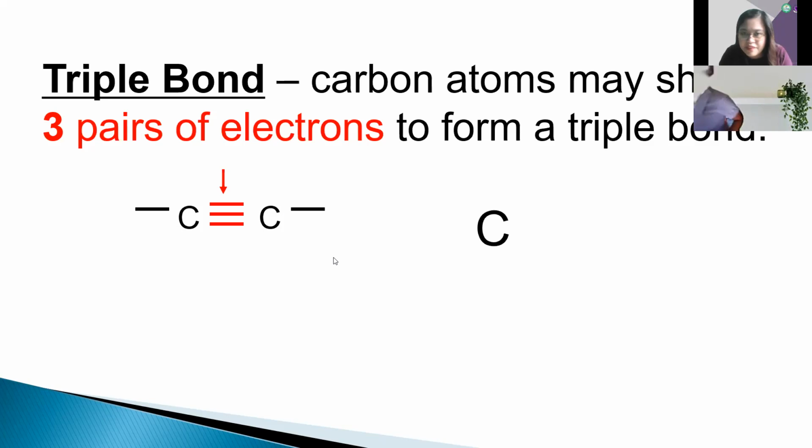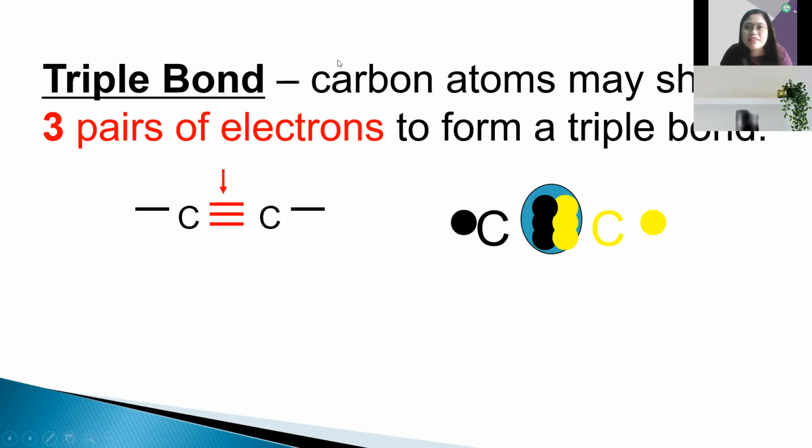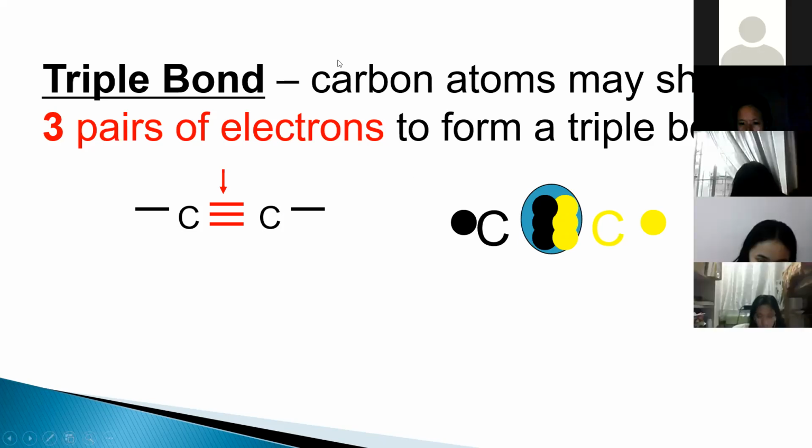So let's have the illustration here for the electron dots. We have 2 carbons, we have 1 electron each na free, and then the rest will be shared, forming the triple bond. Okay, so ganun yung nangyayari. It's possible for carbon to have multiple bonds. Okay? Questions so far about our bondings? They are all covalent bonds.